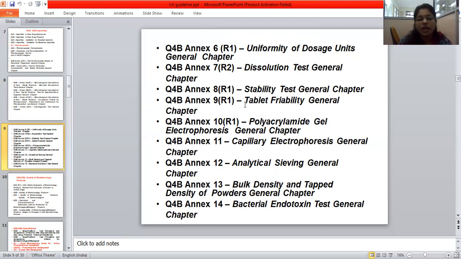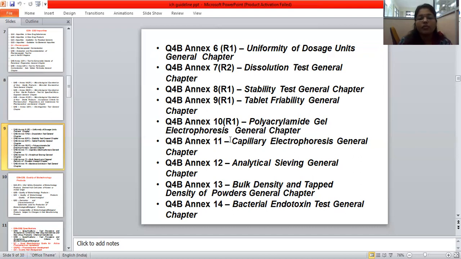Q4B Annex 9R1, which is the tablet friability general chapter, and also Annex 10R1, which is polyacrylamide gel electrophoresis. So the electrophoresis method using polyacrylamide gel, how to perform that electrophoresis, is given in the pharmacopoeia general chapter, which is 10R1. Then you can refer to Annex 11, which is the capillary electrophoresis general chapter.